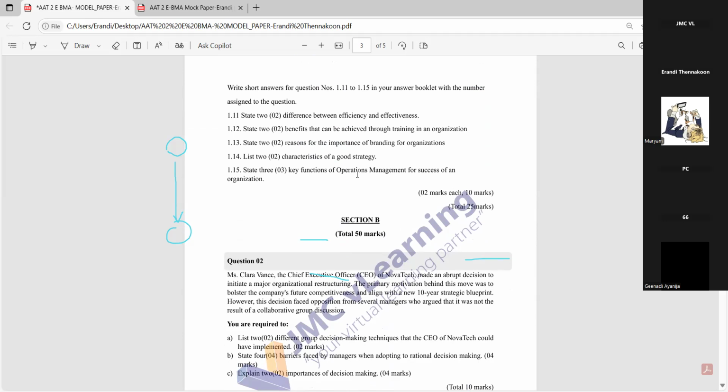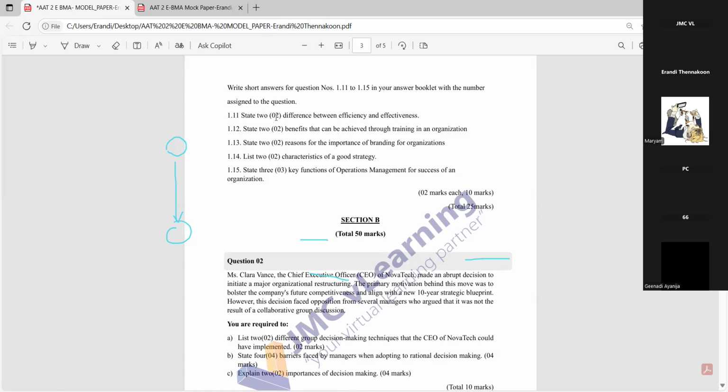So when it comes to state and list, it means you don't want to write lengthy answers, right? State means you have to mention. List means you have to list down. Focus on this. State means just state, just mention. So here you are not going to explain, you are not going to give examples.